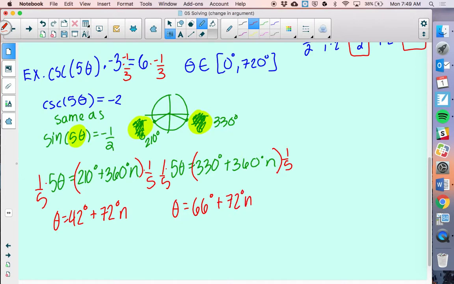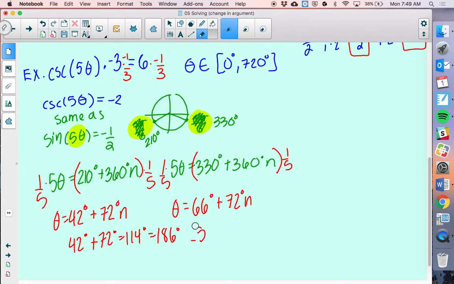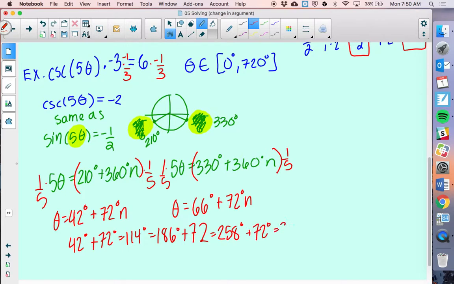So now I'm going to add 42 plus 72 is 114. If I add another 72, I get 186. Add another 72, I get 258. Add another 72, I get 330. And if I add another 72, I'm going to be outside of my domain. So these are all my solutions for that first part.